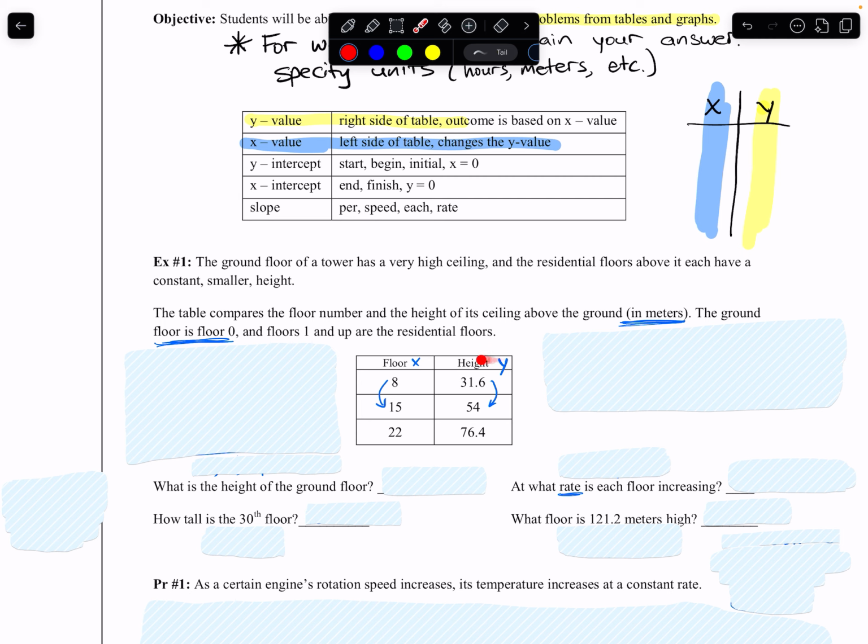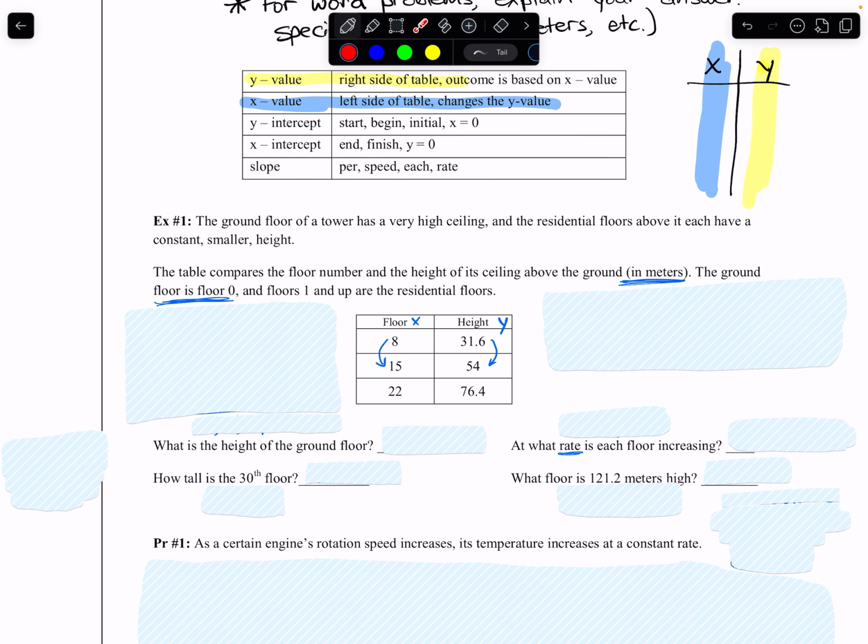Okay, so looking at this table, it does not include floor 0. There's no 0 here in the x column, so we can't just look at the table and tell what the y-intercept is, or in this case, the height of the ground floor.